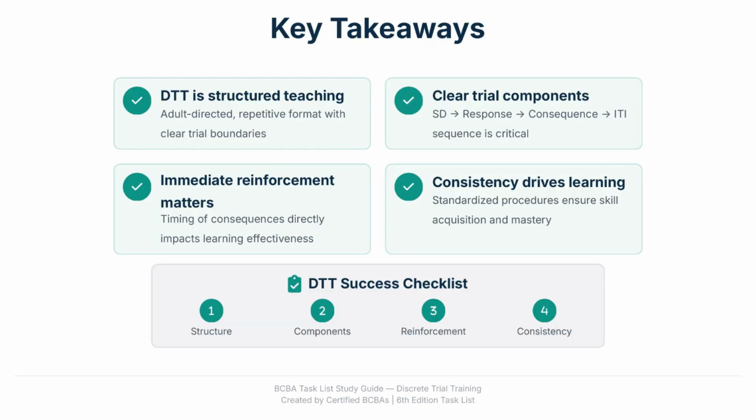To summarize, discrete trial training is a structured, adult-directed teaching method that relies on a consistent sequence of SD, response, consequence, and ITI. Immediate reinforcement is critical, and consistency across trials is what drives learning. If you understand the structure, the timing, and the purpose of each component, you will be able to both implement DTT effectively and answer exam questions accurately.